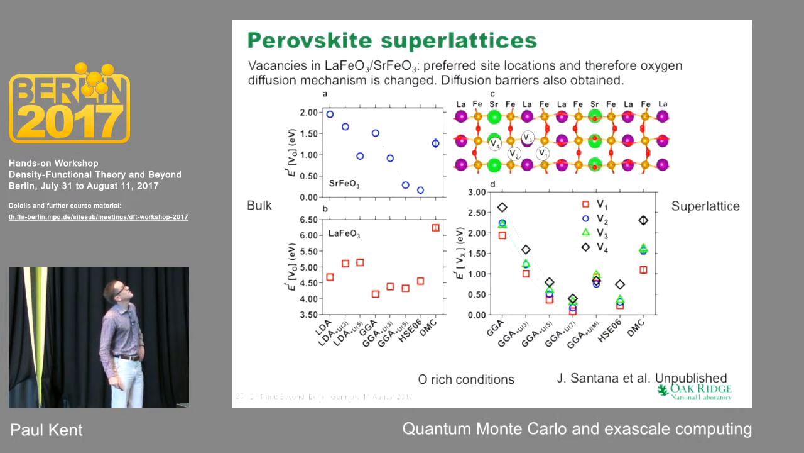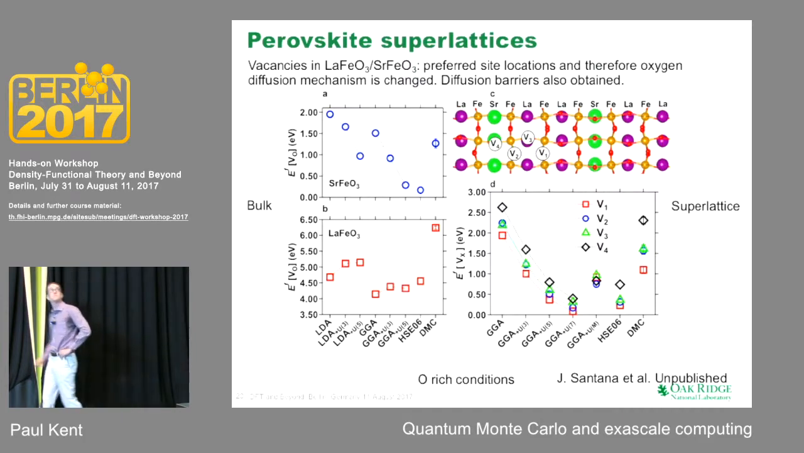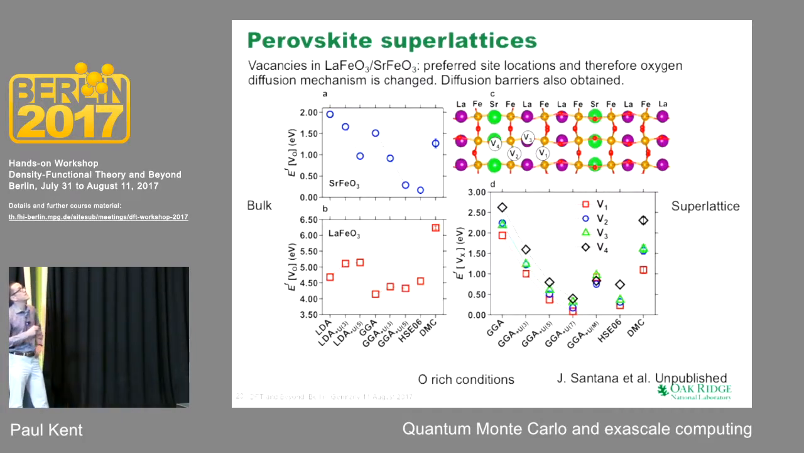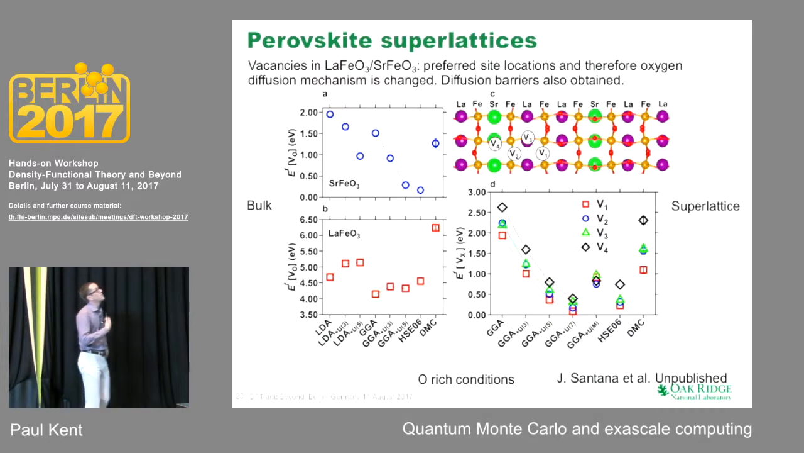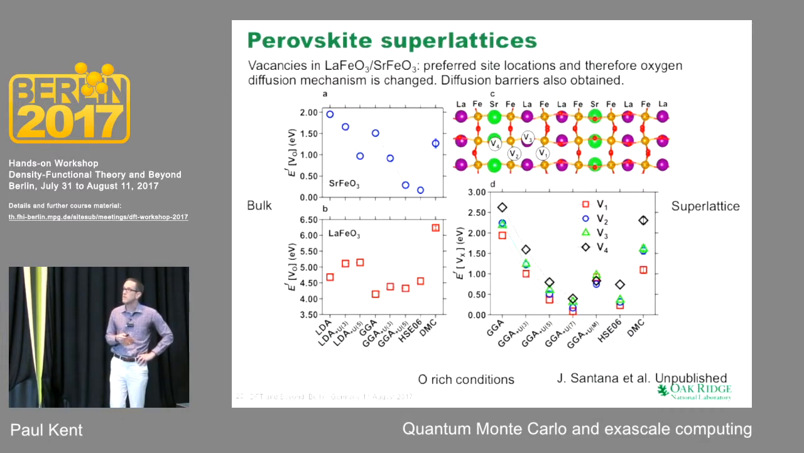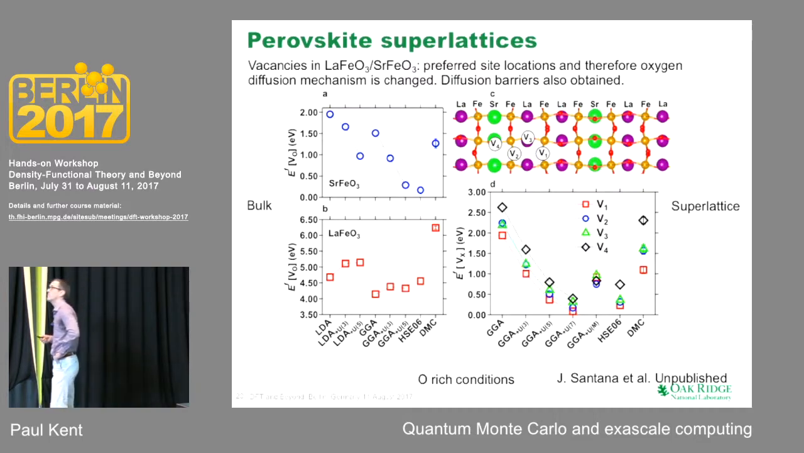So let's do something that's a little bit more difficult. Let's do a perovskite superlattice. So this is lanthanum ferrite, strontium ferrite, and we're going to be concerned about vacancies and vacancy dynamics in this material. And we're interested in this because we have experimental colleagues down the corridor, and they want to know how the oxygen diffuses in this material. They've also got microscopy. So we've done calculations of the site locations and also some diffusion barriers, which I'm not going to go into here.